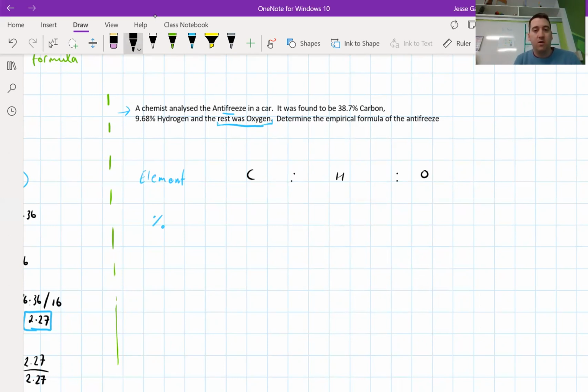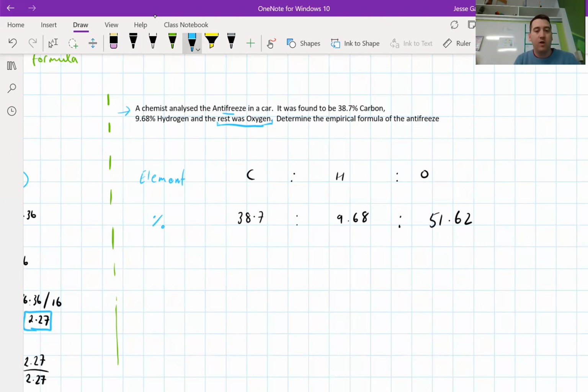Okay, so this is what you should have done so far. You've got 38.7% carbon, you've got 9.68% hydrogen, and you've got to figure out the rest, which is oxygen. You know that it's always out of 100% in total, so you have to figure out what the remaining percentage is. The answer you should have got is 51.62%. Well done, you got that right.